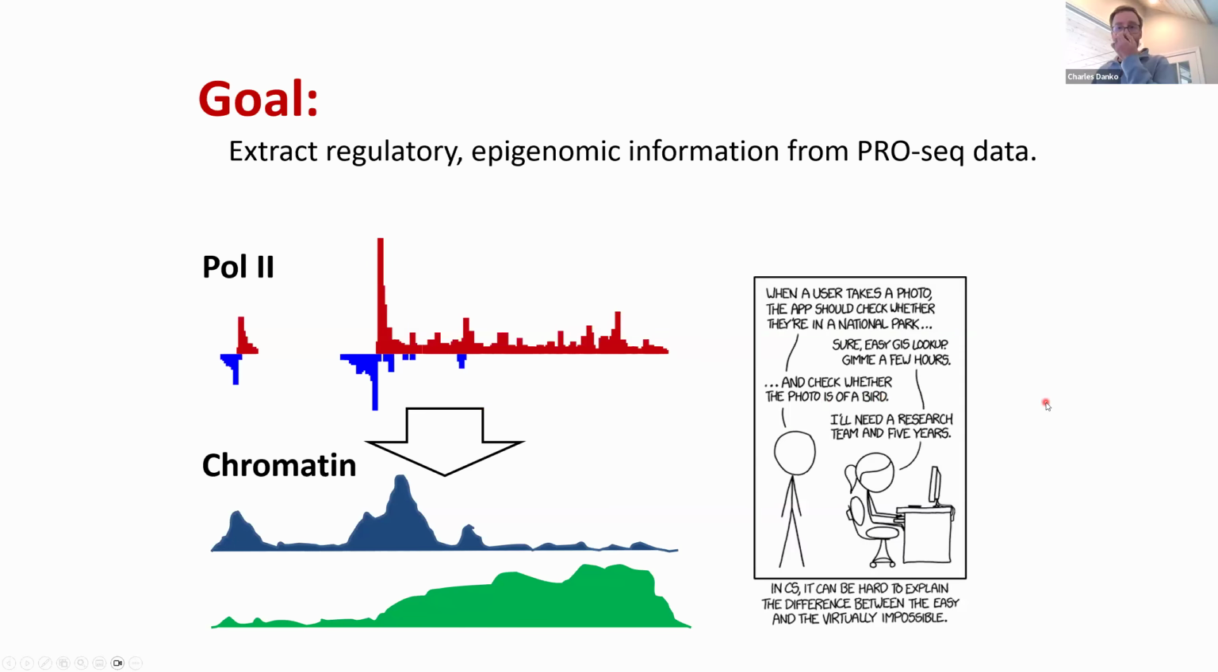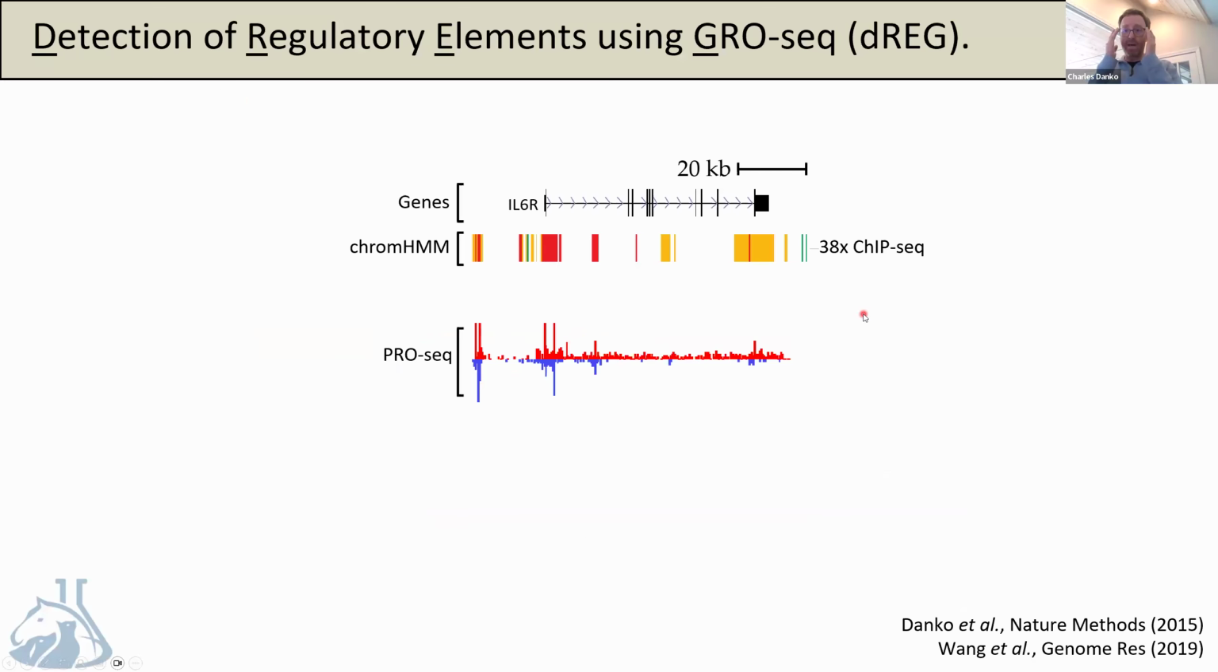But it has been made easier, especially in more recent years, as machine learning approaches have been developed and have really gained some traction and some success in the domain of image recognition, which draws a lot of parallels to recognizing these patterns in the distribution of RNA polymerase. So the first method that we developed, now many years ago, when I was making the transition to an independent faculty position, was called dREG, which stands for the detection of regulatory elements with GRO-seq data.